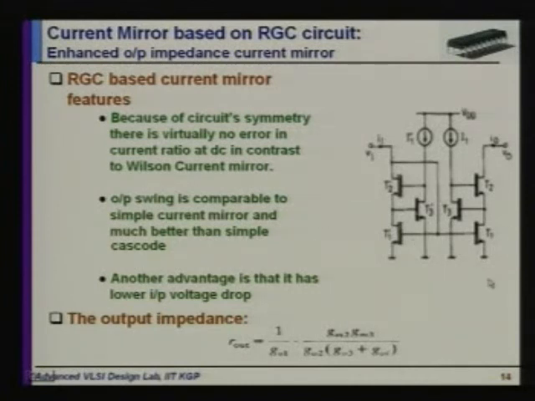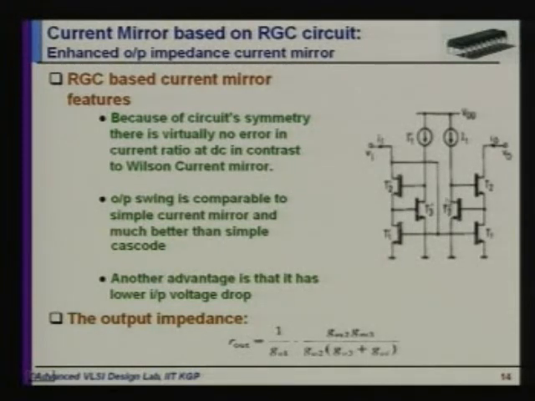This current mirror is highly used in low voltage operation because the minimum output voltage is still 2 VOV, but this VOV may be 0.2 volt or 0.1 volt or less than that. For that case we can use this circuit very easily.